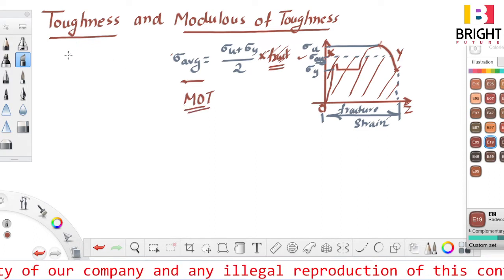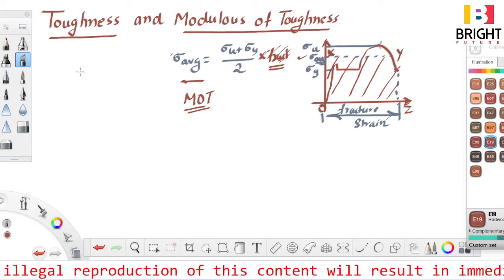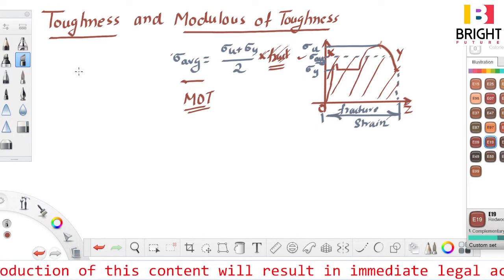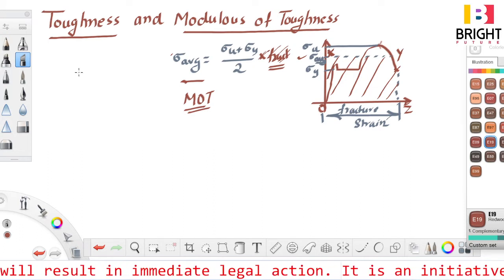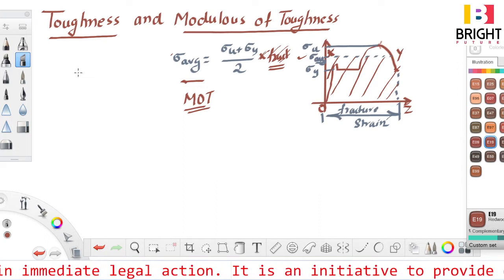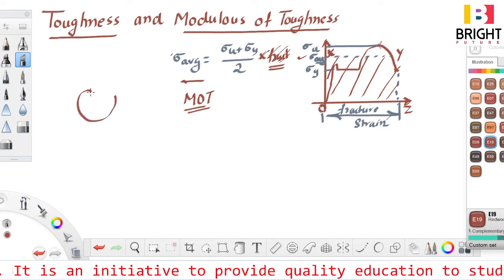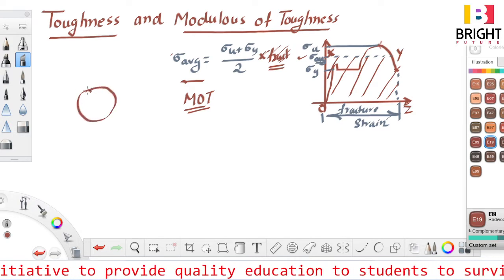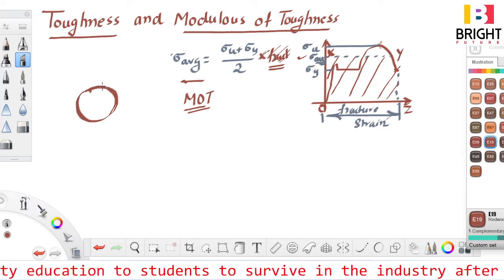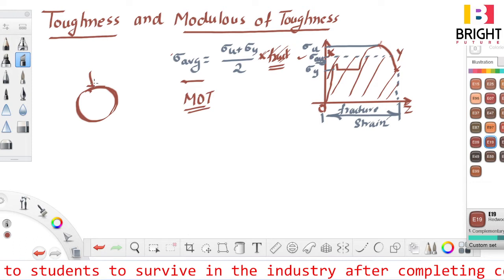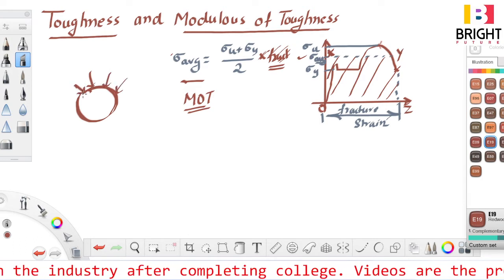And toughness is the total energy stored in a material up to the fracture point. Actually, toughness refers to the resistance against impact loading. For example, take a cork ball or a cricket ball. What happens to the cricket ball? When we make the first shot or second shot, energy is consistently stored in the material. Energy is getting stored in every shot in the material.